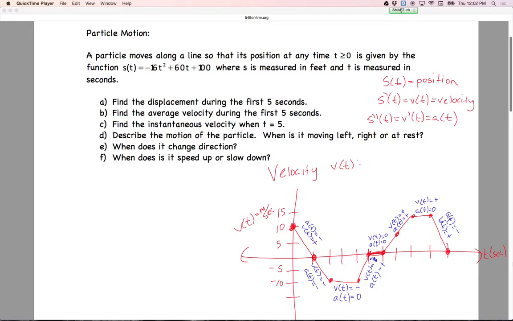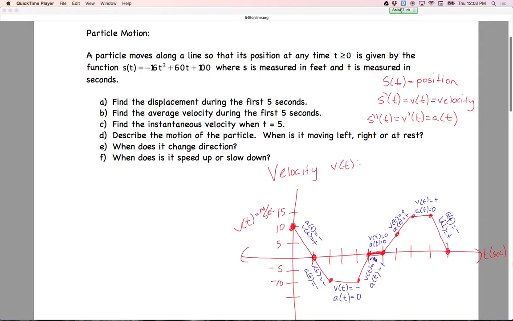Let's say I don't have the graph. What if all I have is equations? What if all I can do is get a position equation, a velocity equation, and an acceleration equation? Well, I can analyze the sign of it because I taught you how to do that yesterday, and we're going to do that again today. And then what you're going to do is look, can you just look at acceleration to tell whether or not it's speeding up or slowing down? No.